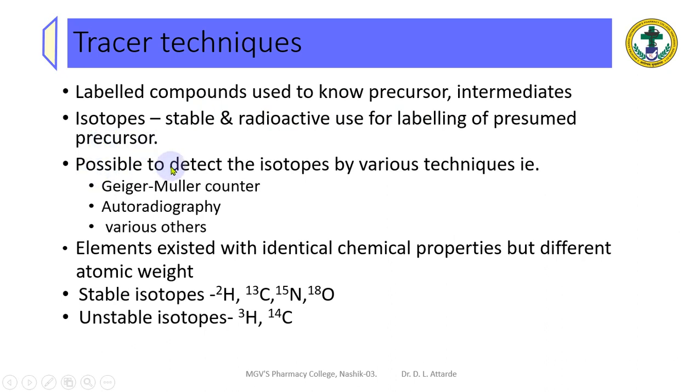And there are possible ways to detect these isotopes by various techniques, like detectors, Geiger-Müller counter, autoradiography, or various others. The elements exist with identical chemical properties but different atomic weights. Means we can see there are stable isotopes, like for hydrogen 2, that is called deuterium, for carbon 13, for nitrogen 15, oxygen 18. And unstable isotopes for hydrogen 3, that is tritium, for carbon it is 14.